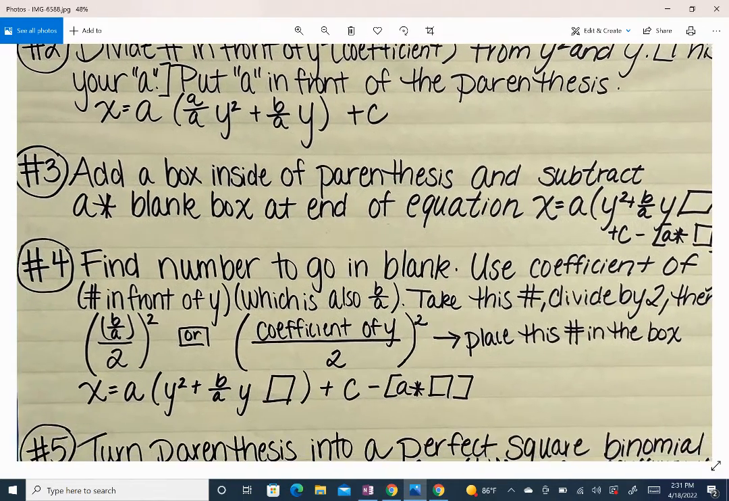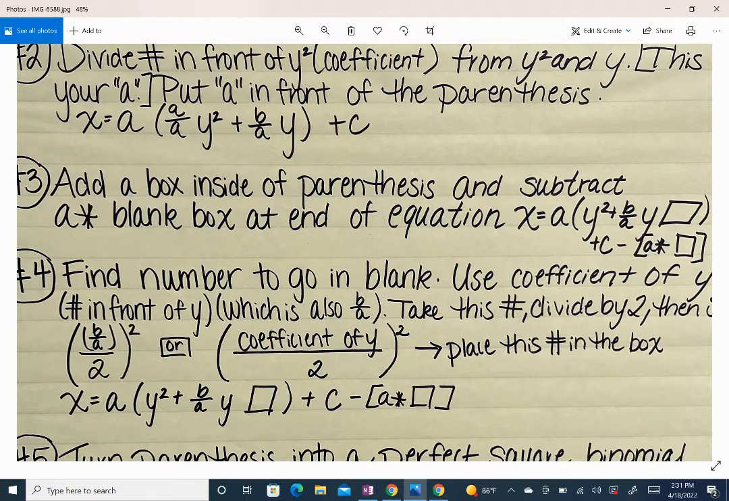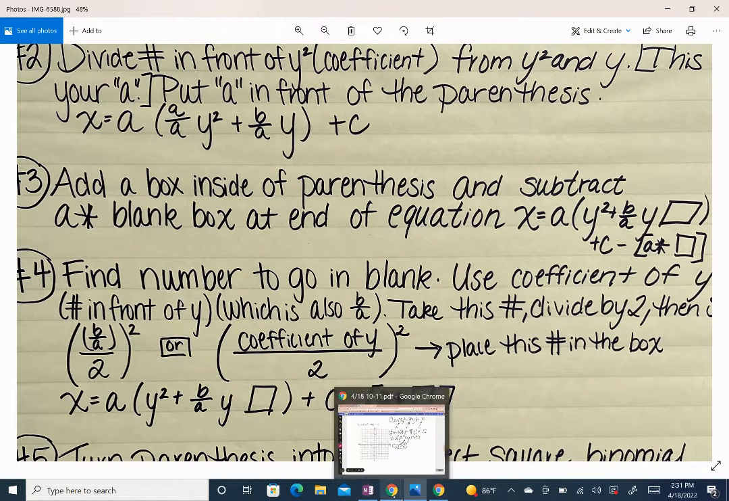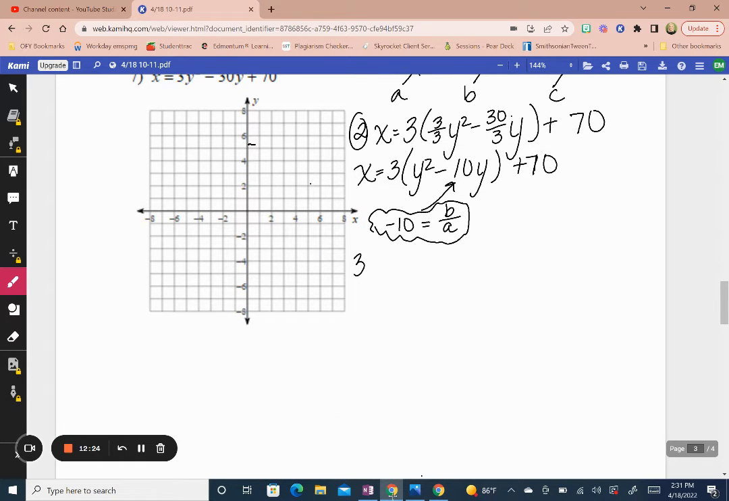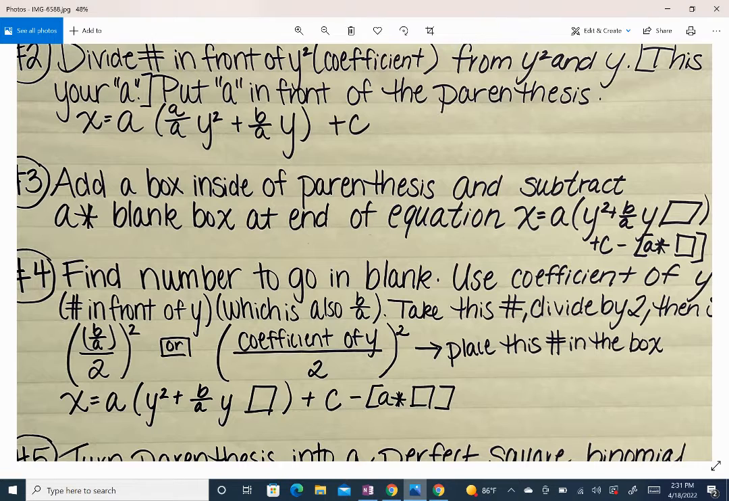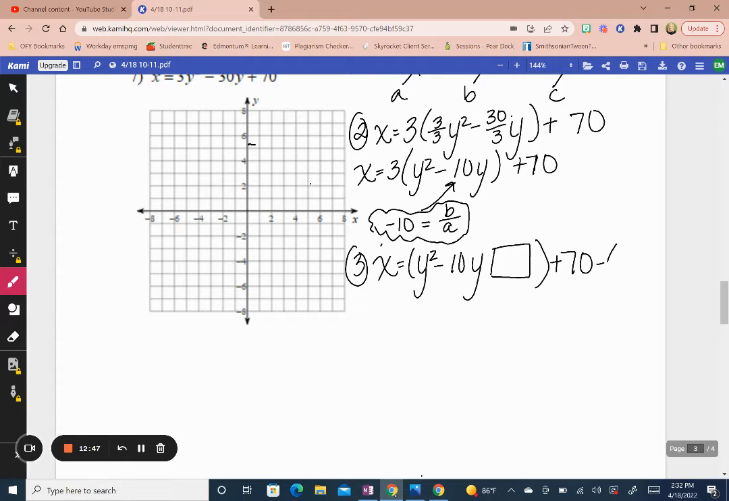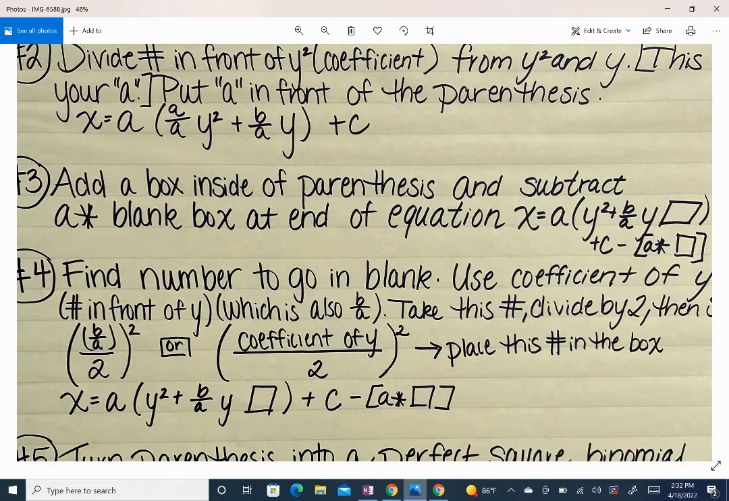Step number 3, add a box inside the parentheses and subtract a times blank box at the end of the equation. So we'll do one step at a time. We'll add a box inside of the parentheses. Okay, there's the blank box. And then plus 70, keep that the same. And the next step says subtract a times the blank box. Subtract a, which is 3, times whatever goes in the box. Okay? That completes step number 3.